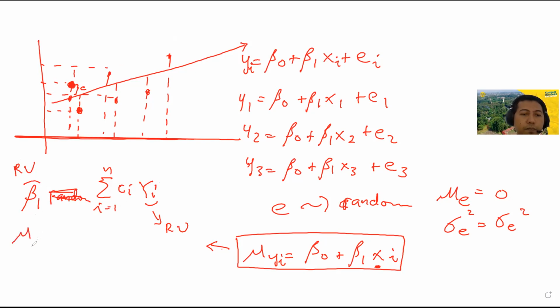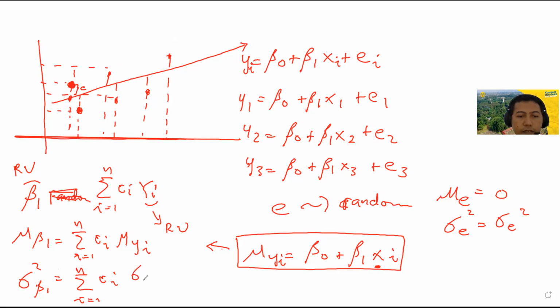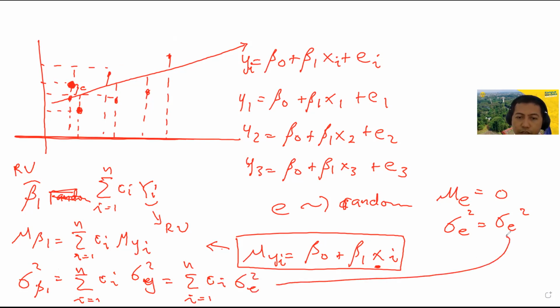The mu of beta 1 we can substitute as a function of mu of Y. The standard deviation of beta 1 is likewise a function of the standard deviation of Y. Standard deviation of Y is equal to standard deviation of error. Something like that. This is substituted to here.